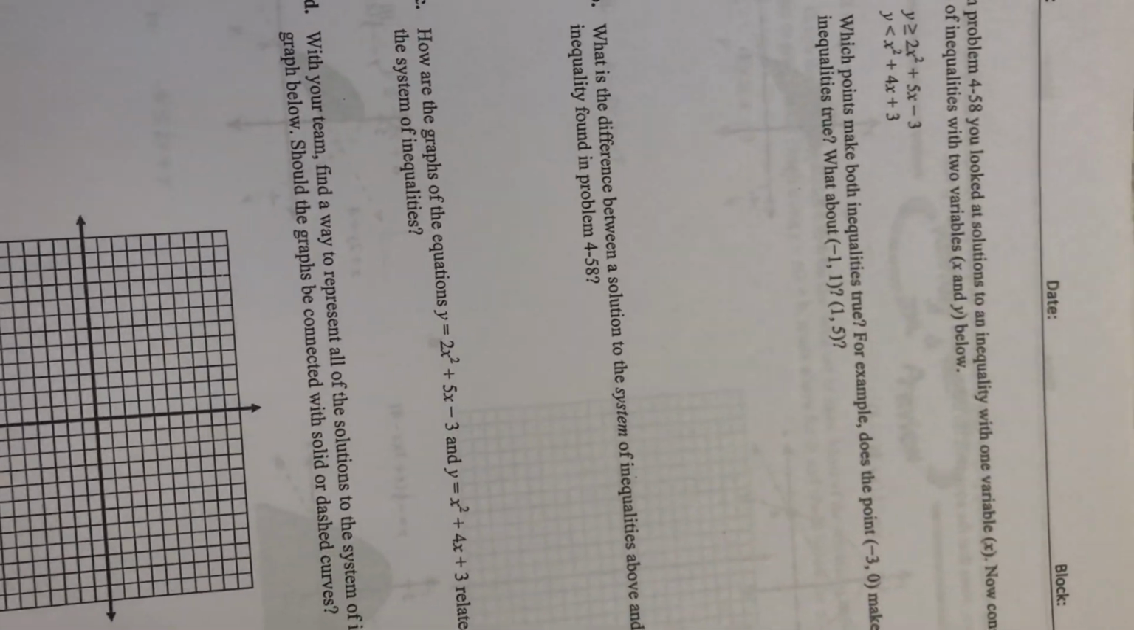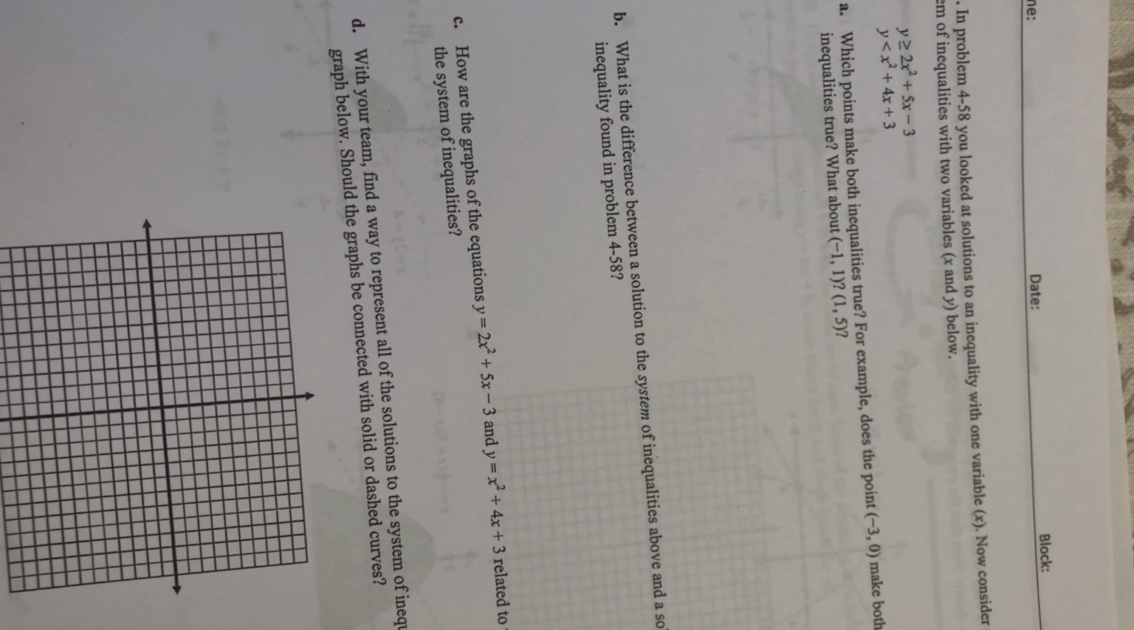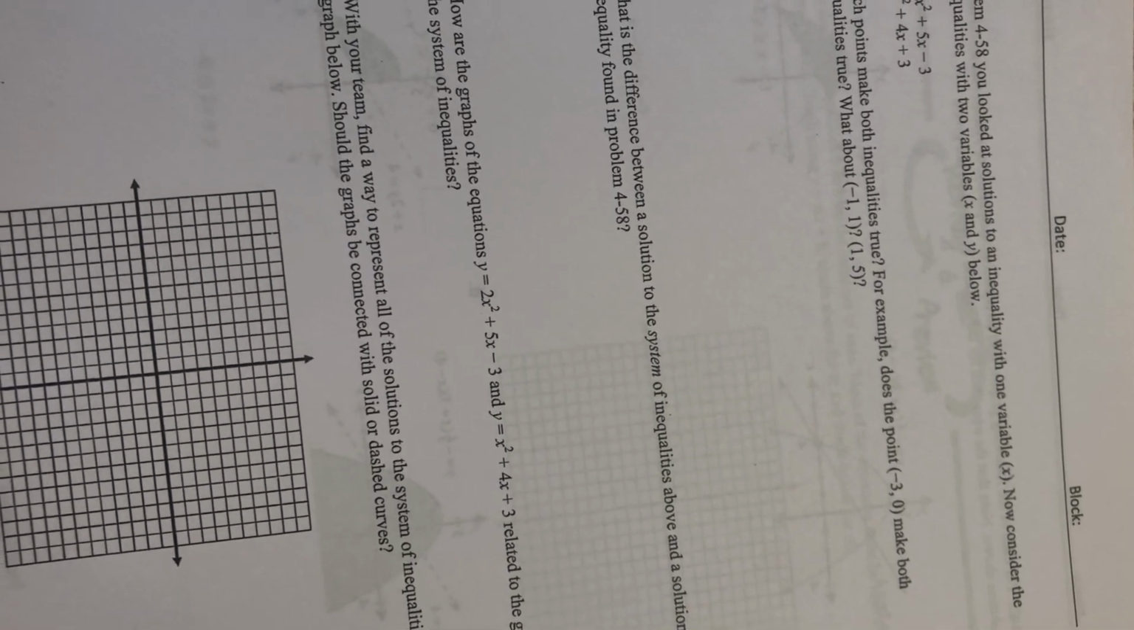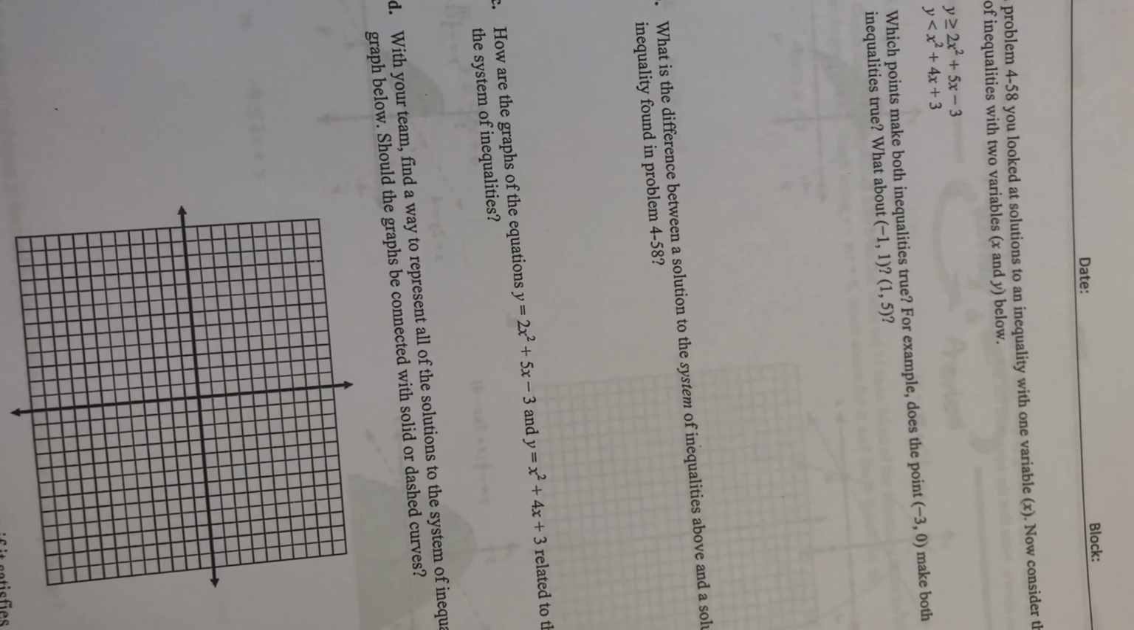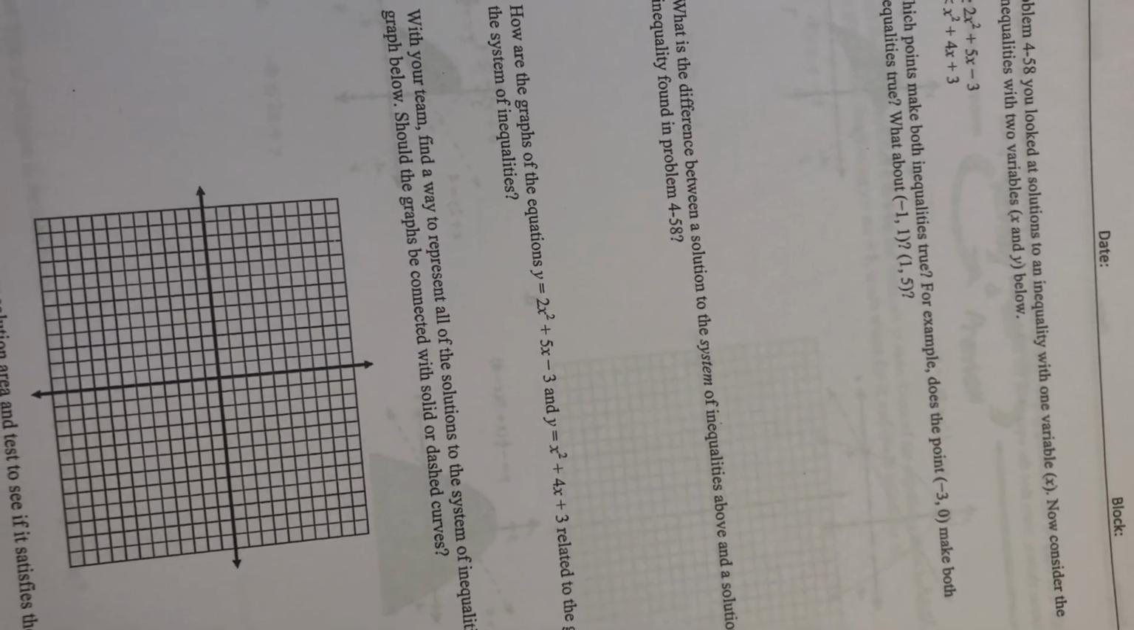So in letter A, it says, which points make both inequalities true? For example, does the point -3, 0 make both inequalities true? What about -1, 1 or 1, 5? So the way that we find out if points work and make a system of inequalities true is we just plug them in for x and y.